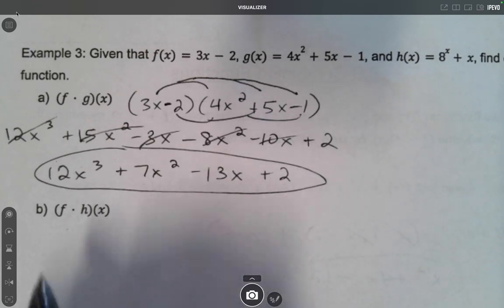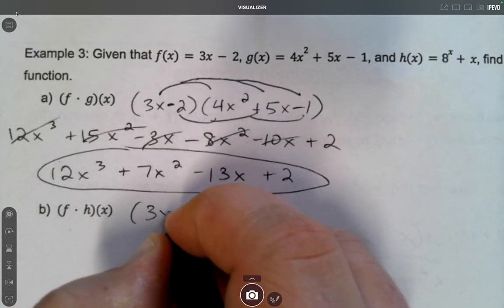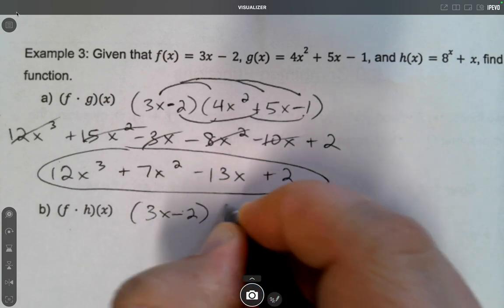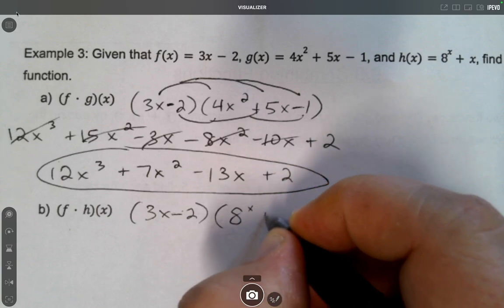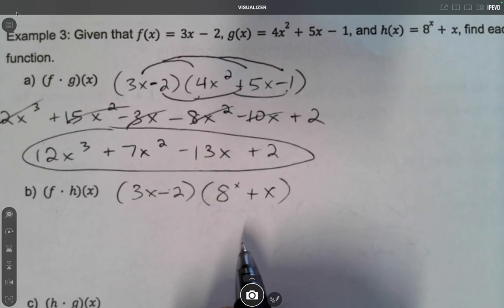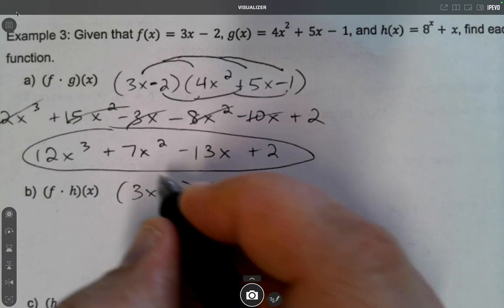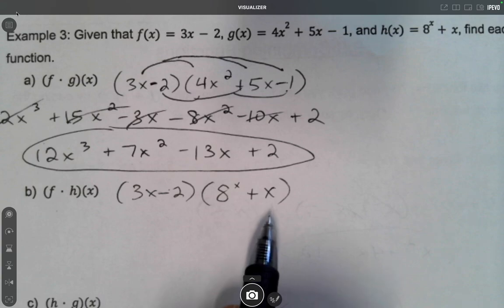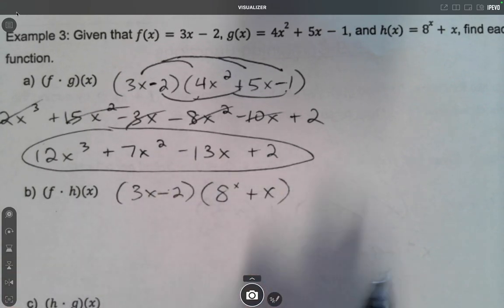Okay, for B, we want to do f times h. So f is 3x minus 2. H is 8 to the x plus x. Again, this is an exponential, so it works very differently than the powers and the polynomials we see. This one is a FOIL because we have a binomial times a binomial, 2 pieces times 2 pieces.